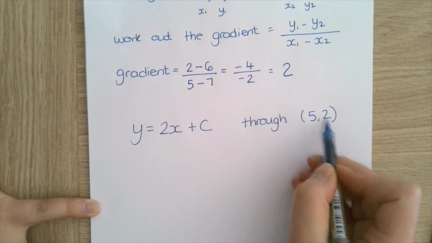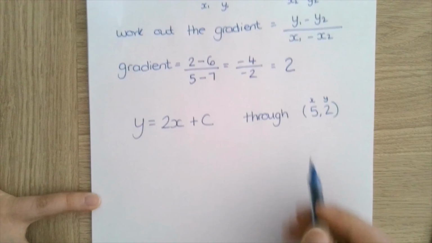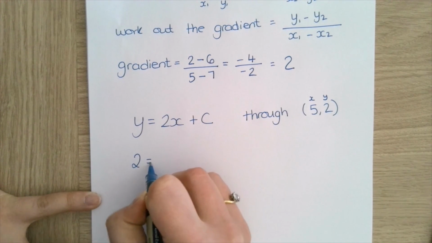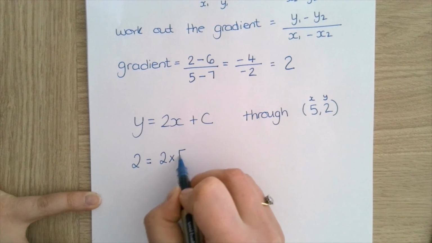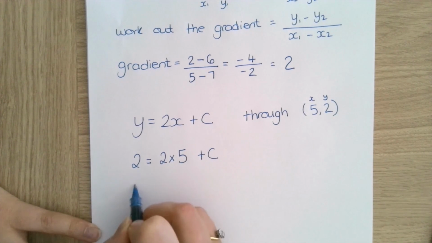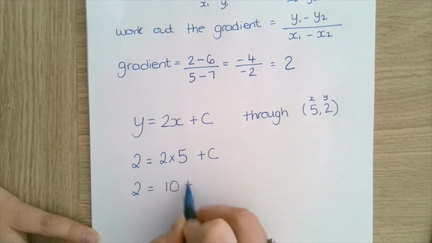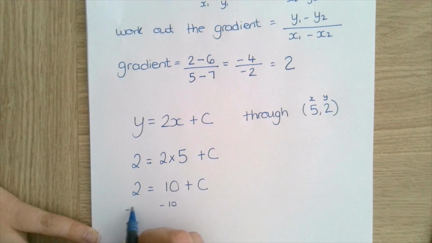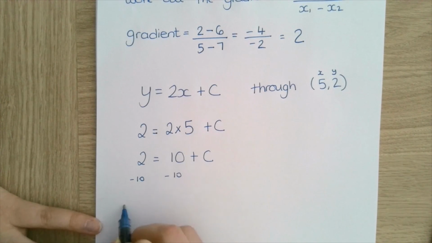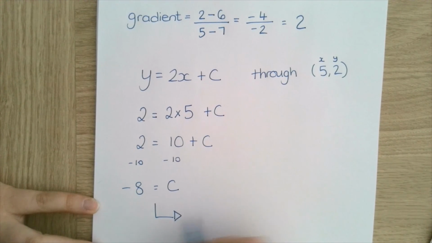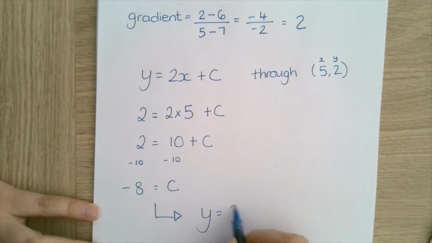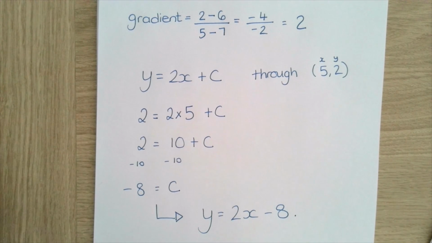Substitute the values in, so obviously my x and my y value, so 2 is equal to 2 from my gradient times my x value of 5 plus c. So 2 is equal to 10 plus c. Minus 10 from both sides, so I get -8 is equal to c. So the equation of this line is y equals 2x minus 8.